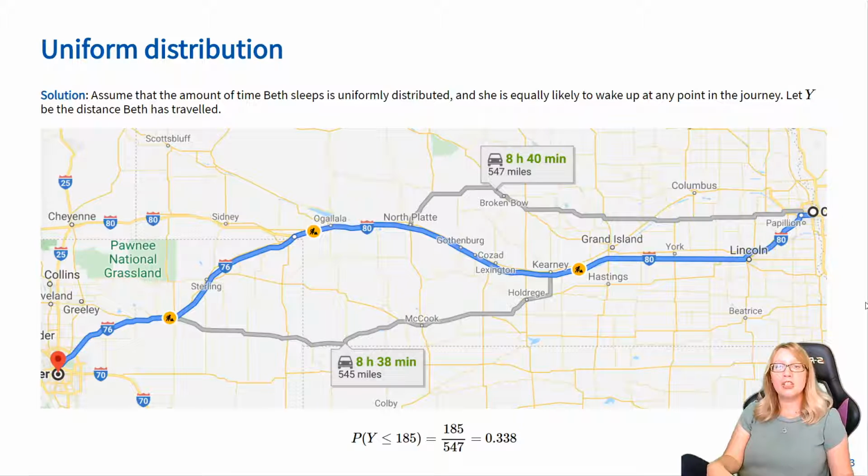The probability that she wakes up before Kearney is the probability that y is less than 185, so 185 over 547, or 0.338. The probability that she wakes up after that point, by the complement rule, is then 1 minus 0.338, or 0.662. The advantage of the uniform distribution is that it is very quick to find associated probabilities. The disadvantage is that it's probably not realistic for a lot of situations in practice.